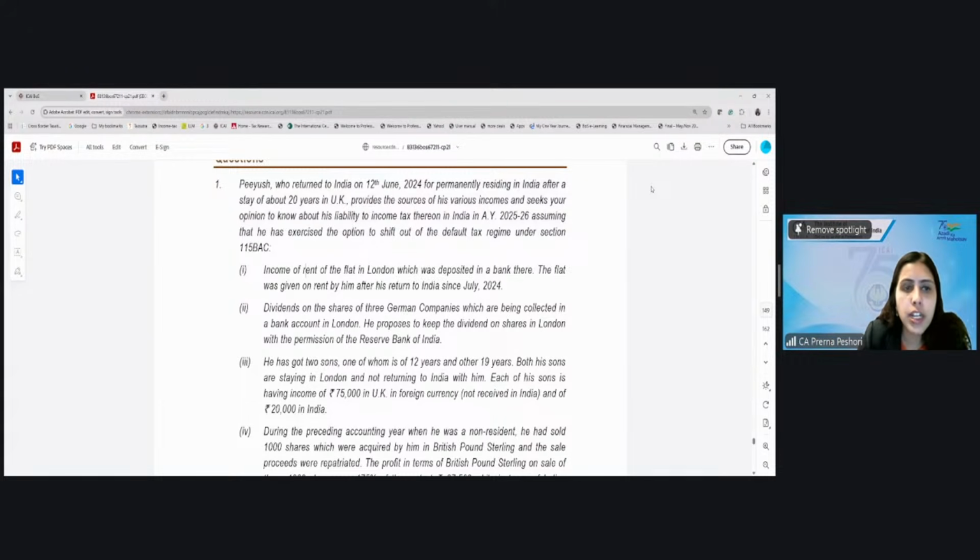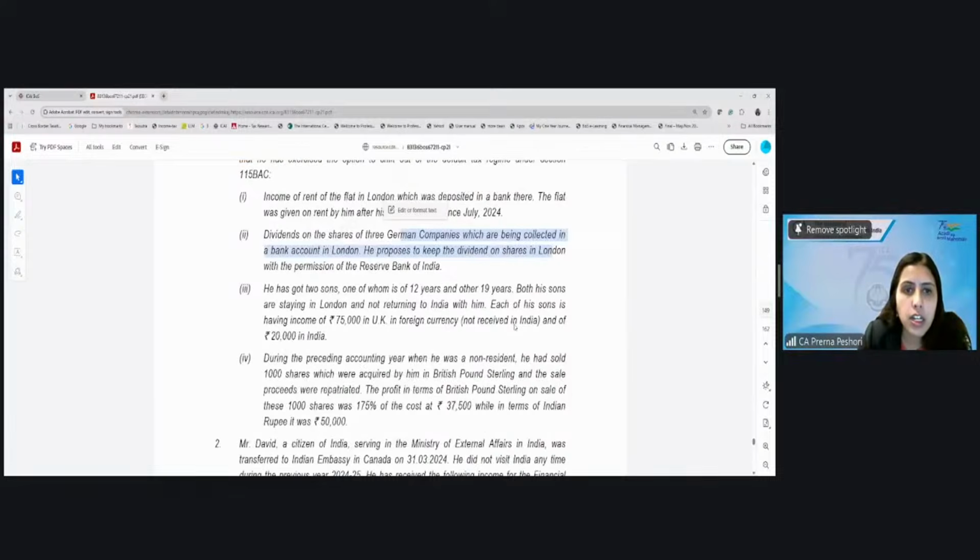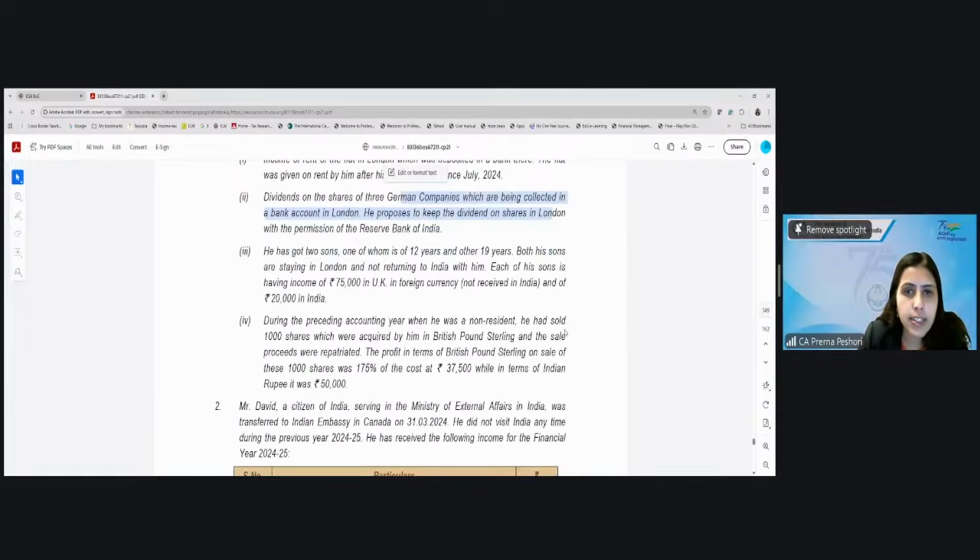Then, during the preceding accounting year, when he was a non-resident, he had sold 1,000 shares which were acquired by him in British pound sterling and the sales proceeds were repatriated. The profit in terms of British pound sterling on sale of these 1,000 shares was 175% of the cost, while in terms of Indian rupees, it was rupees 50,000.